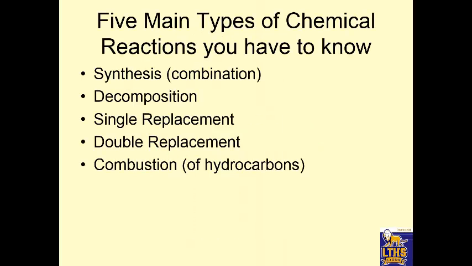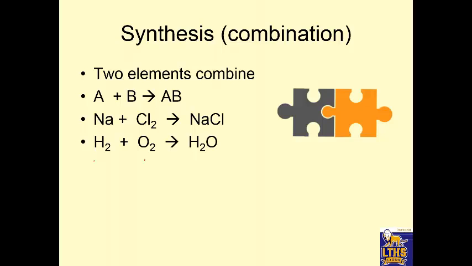So, get to know these 5 main types of chemical reactions. Synthesis, sometimes called combination, decomposition, single replacement, double replacement, and combustion of hydrocarbons. Those are the 5 types we're going to be working on. So, synthesis. Hey, look what happened here. 2 puzzle pieces came together to make 1.